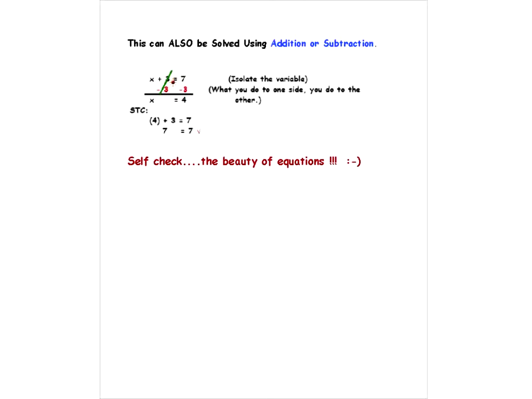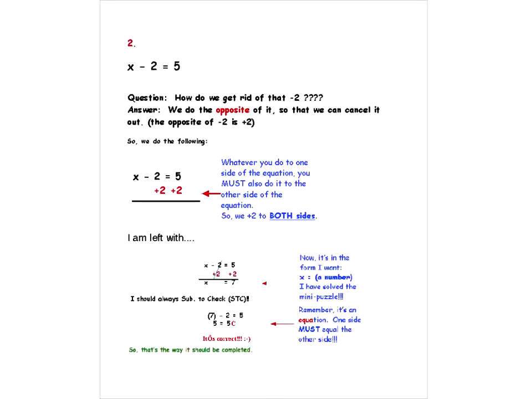Then I put here self-check, the beauty of equations. The reason I did that is that the nice thing about an equation compared to some sorts of math problems is you can always check your answer afterwards, right? Because we got x equals 4 as our answer, we just go back to the original equation, plug in the 4 plus 3, and we check to make sure that both sides equal 7. So always good to do that, just to make sure you got the right answer, especially when you're dealing with the more complicated equations, right?